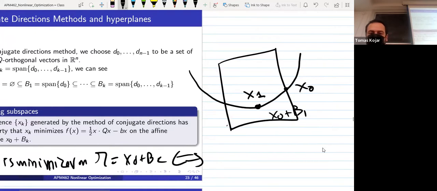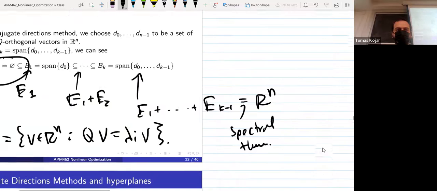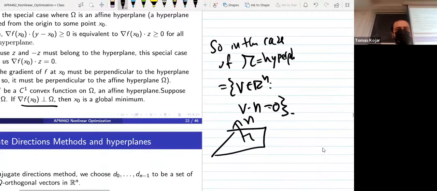So it was if and only if the gradient of f at that point xk times v is equal to 0 for all v in omega. Okay? So this is the thing we talked about up here. So if you have orthogonality at this point, you have global minimum. All right? Is that okay? Okay, good.